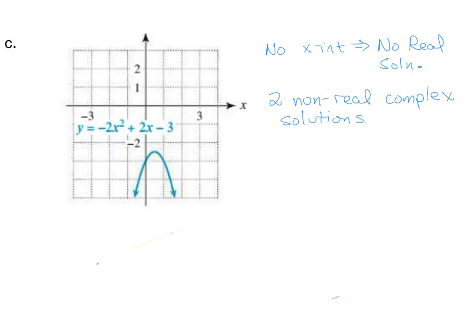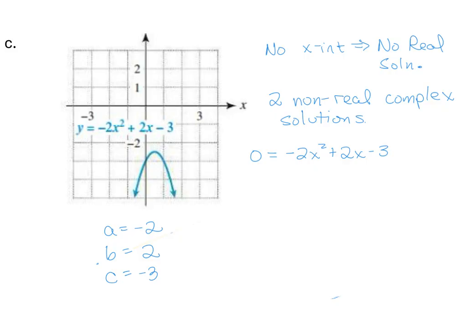So in order to find these, we either have to do completing the square or quadratic formula, because I'm going to go ahead and set y equal to 0. Because we do have this coefficient here, I'm going to go ahead and do quadratic formula. And so we have a equals -2, b equals +2, and c equals -3.